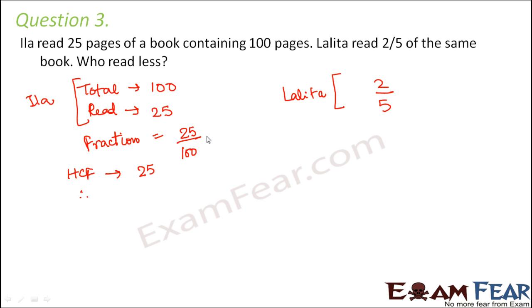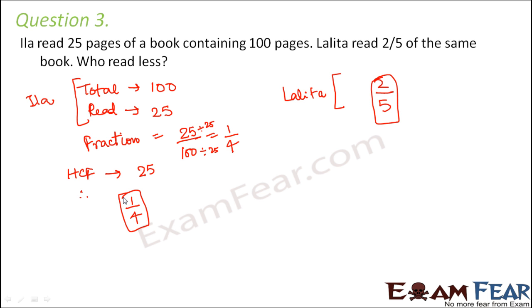So therefore, in the simplest form it becomes 1 by 4, because you divide the numerator and the denominator by 25. So Ela read 1/4 of the book and Lalita read 2/5 of the book. So how do you compare these two? How do you compare which is bigger?